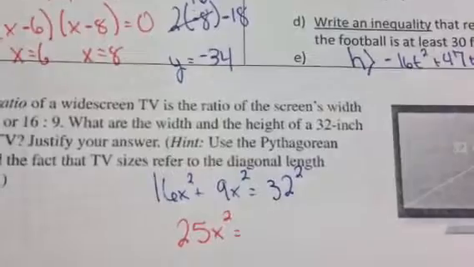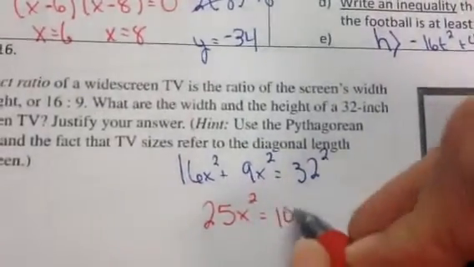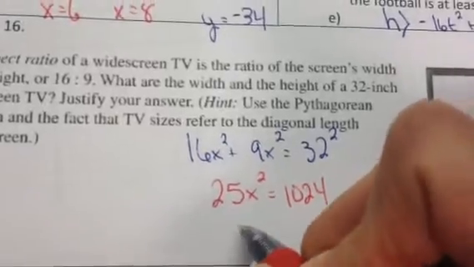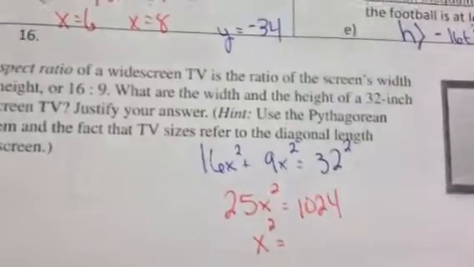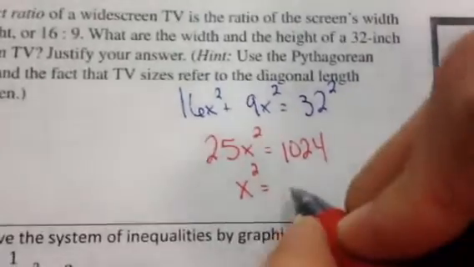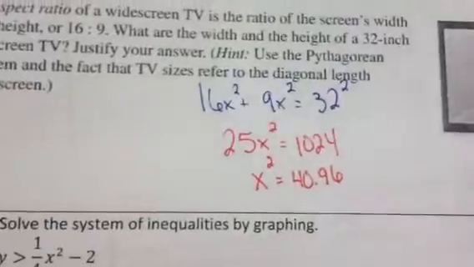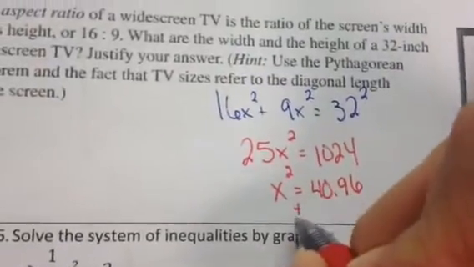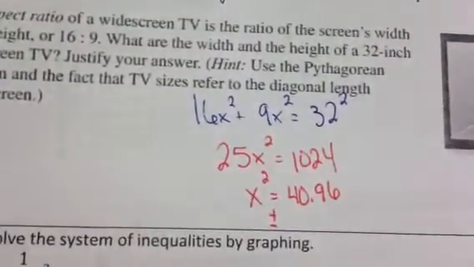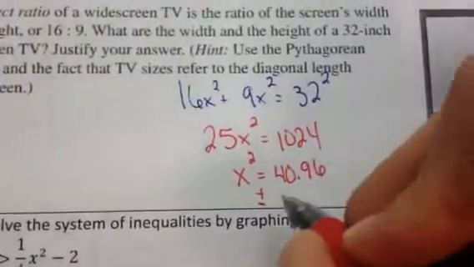32 squared is 1,024. Now to solve for x, I'm going to divide by 25. And that's going to give me this lovely decimal. And then to solve for x, I'm going to take the square root. Remember, it's going to be a positive and negative number. And I'm going to get 6.4.